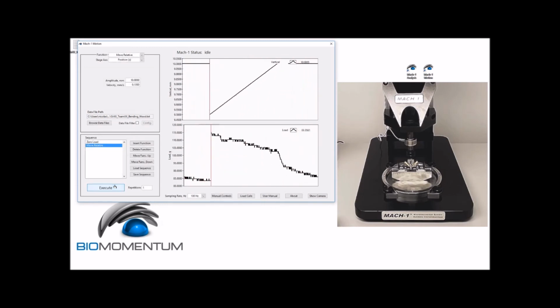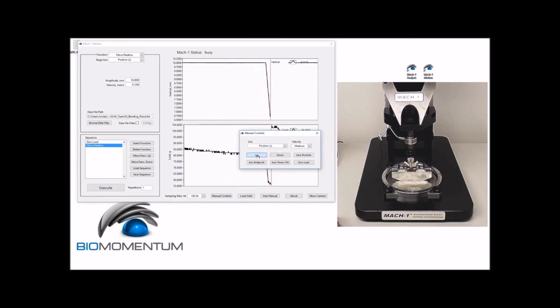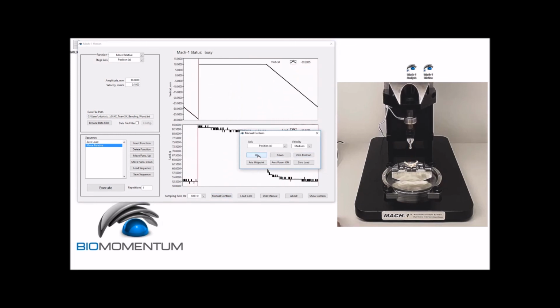Using manual controls, raise the stage to approximately 50 mm above the sample and dispose of the sample.